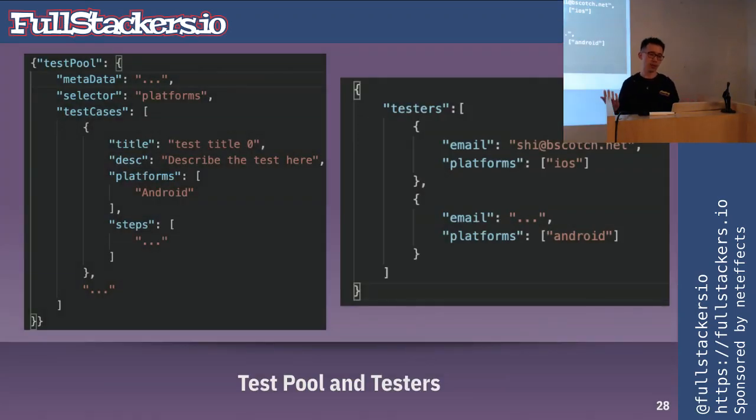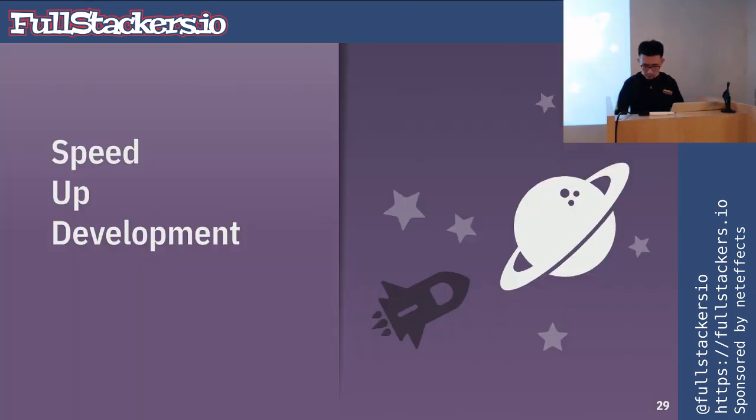Because, as we just saw, the source of it is just 2 JSON objects. If I need to add more test cases, I add more test cases to this array. If I needed to add more testers, I add more testers to this array. And then I run the app again, and it will generate the new forms and email them out. That's the 3rd demo.